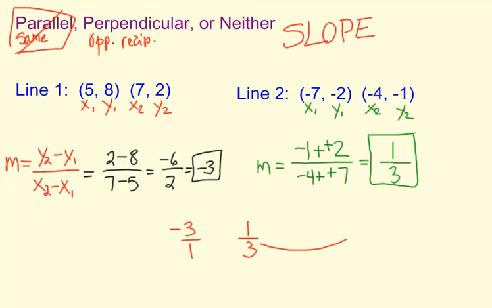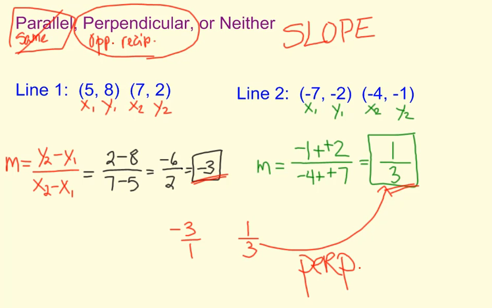And then what we notice, we say, oh yeah, that's what our other slope was. So that tells me that those two slopes of negative 3 and 1/3, they are opposite reciprocals of each other. So these two lines are perpendicular. Again, with questions like this, find the slopes, compare the numbers to figure out what they are.